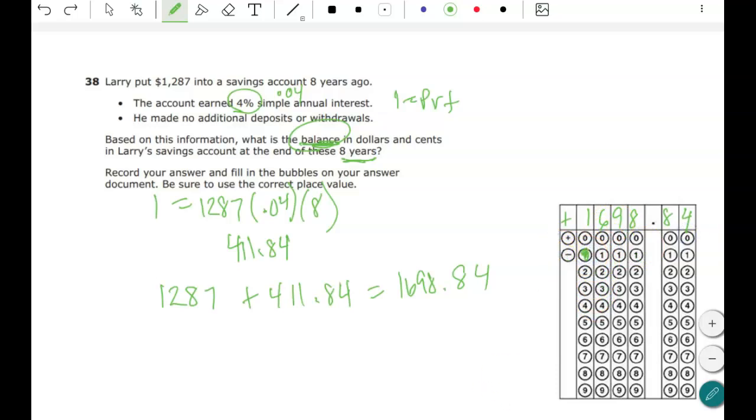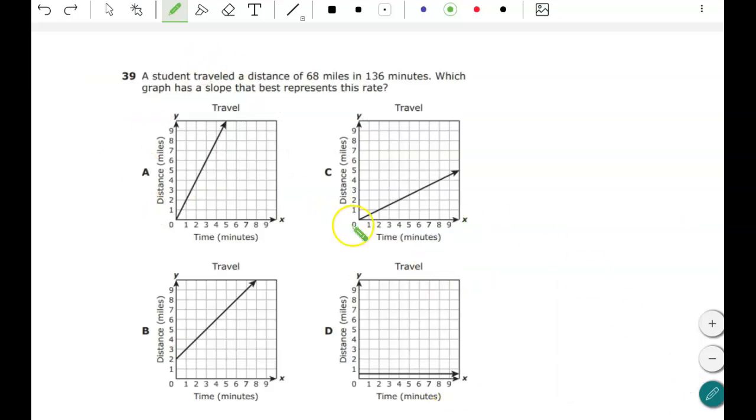All right, let's see if we have time for one more. A student traveled a distance of 68 miles in 136 minutes. Which graph has a slope that best represents this? All right, so here's our time. So let's go ahead and remember y over x. And the distance is our y, so that's 68 over 136.